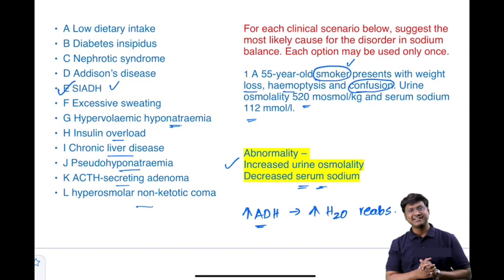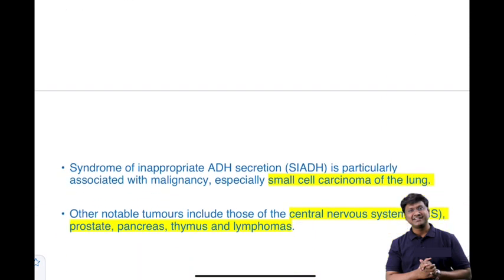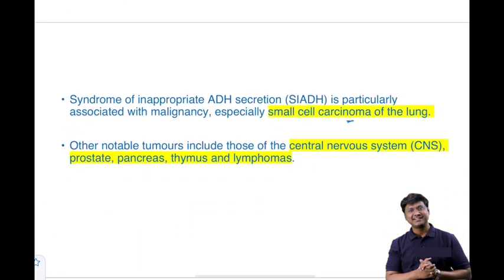Now, what are the other causes? In this patient, what we are suspecting as the cause of SIADH is small cell carcinoma of the lung. Small cell carcinoma of the lung is one of the very important malignancies that can cause SIADH. Other notable tumors that can cause SIADH are tumors of the central nervous system, prostate, pancreas, thymus, as well as lymphoma.